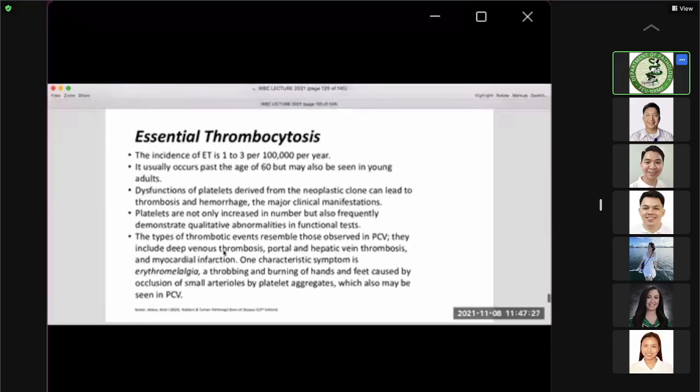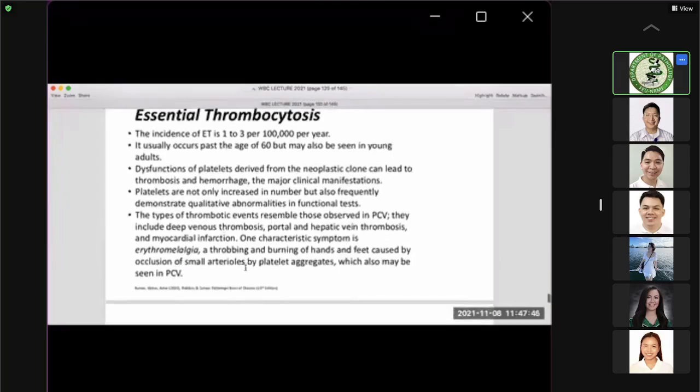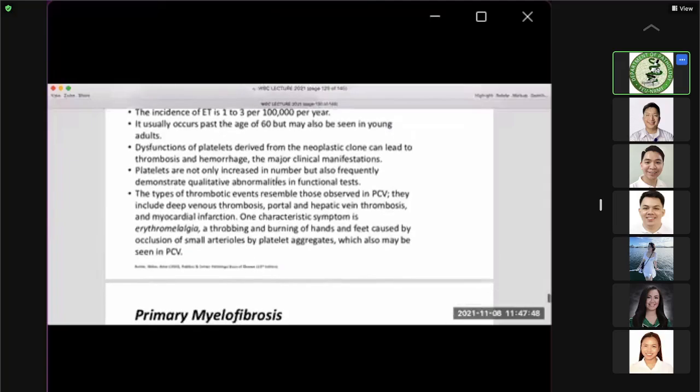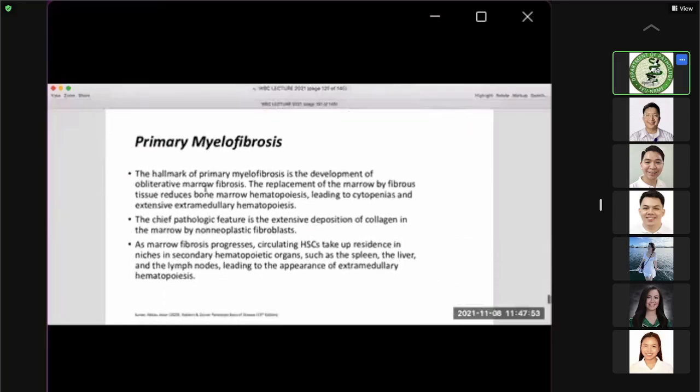Okay. So these are the characteristics of essential thrombocytosis. They are not only increased in number, they also demonstrate qualitative abnormalities. There are many of them, but their function is abnormal. Okay, so read through the other characteristics.